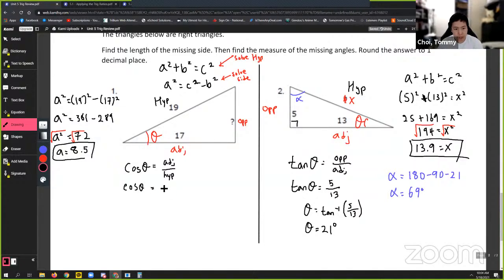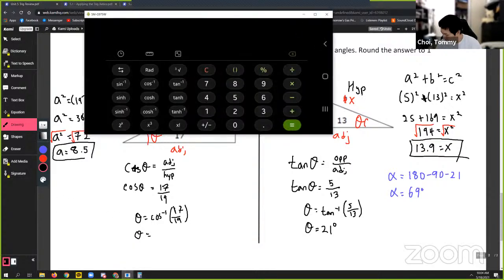Solving that out, plugging in the values, we get adjacent is 17 over 19, right? The opposite of cosine is cos inverse, and that's when we solve for the angle here. So we get 17 divided by 19, and we can solve that. On my handy dandy calculator, cos inverse of 17 divided by 19 is 26.5.